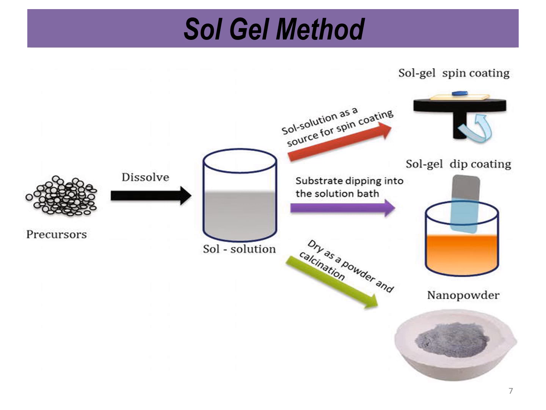Also, we can see the sol gel method through another pictorial representation, and we use the precursors. We dissolve the precursors in a glass container, and this way the sol is formed, and then the obtained sol we process it further. Sol solution as a source for spin coating. So that is the method of sol gel spin coating.